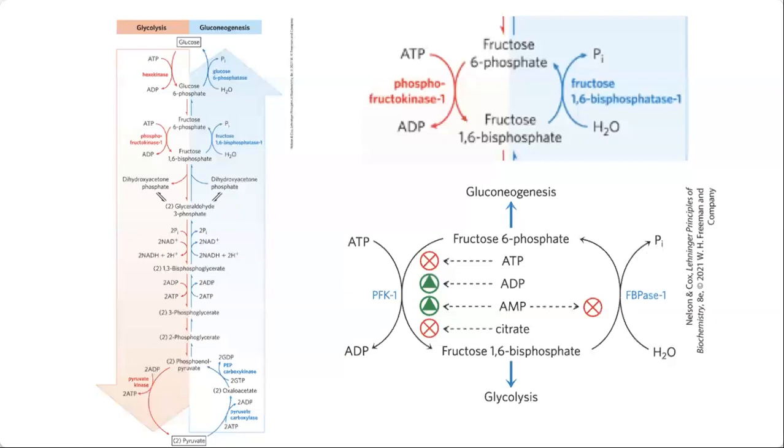But even once we make that decision, we still need to decide, are we going to go towards glycolysis or towards gluconeogenesis? Do we want to upregulate PFK1, or do we want to upregulate FBPase1? PFK1 would take us towards glycolysis, and FBPase1 would take us towards gluconeogenesis. And these are going to be allosterically regulated by citrate, ATP, AMP, and ADP.